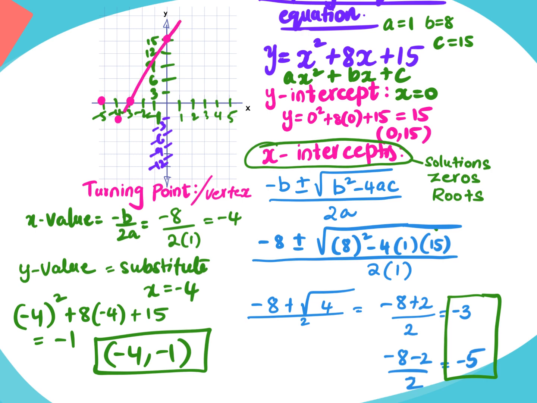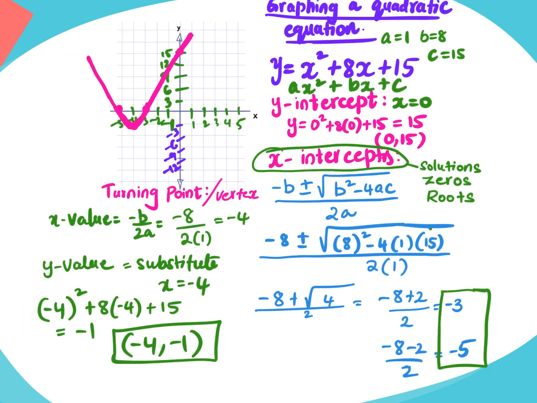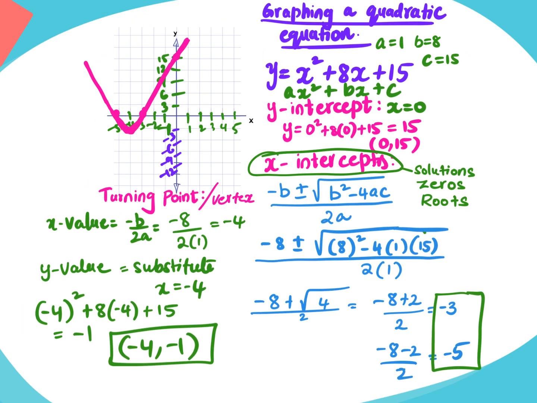So your graph is going like this. It's a U. There you go. So that is how you would sketch a graph of a quadratic equation given to you as y equals x squared plus 8x plus 15.